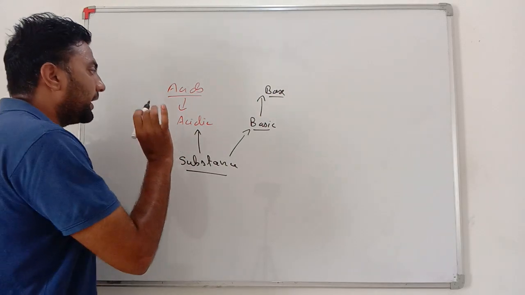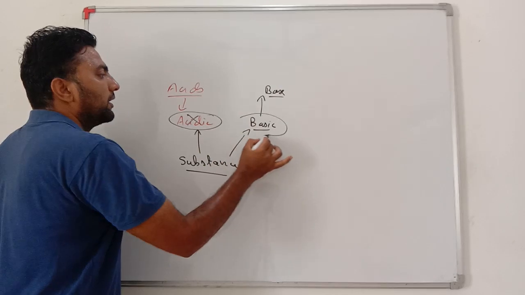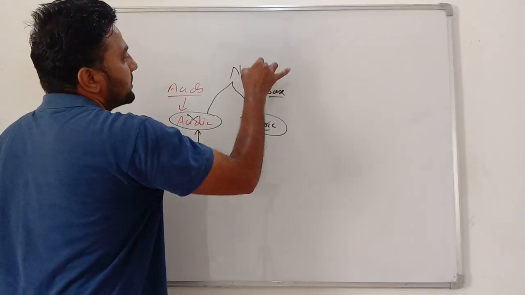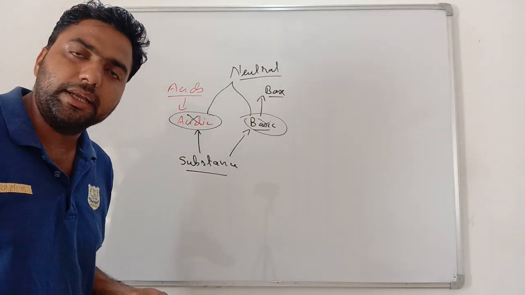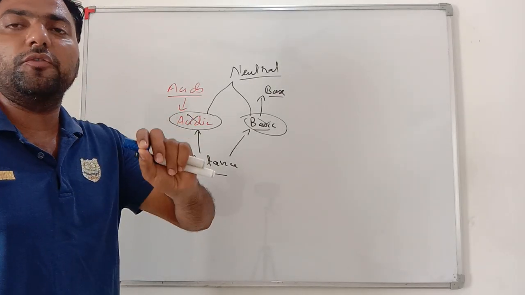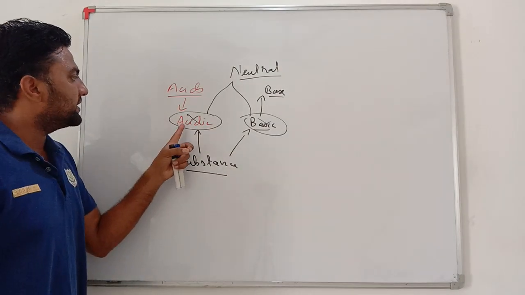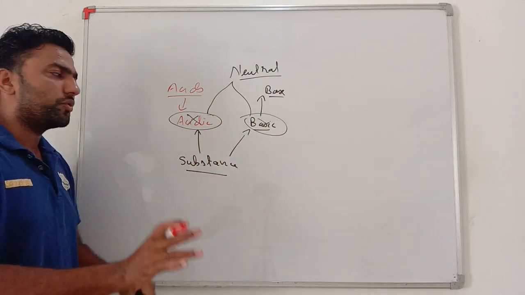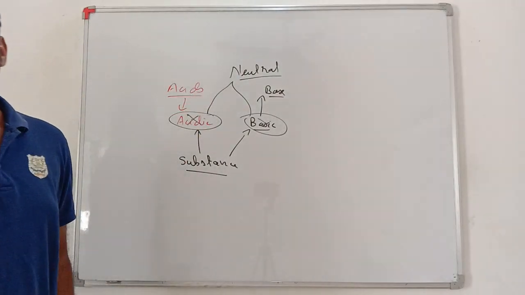Very important, any material neither showing acidic nature nor showing basic nature, such material is known as neutral. Very important. What is a neutral material or a neutral substance? A neutral substance does not show any of the basic or the acidic nature. Materials showing acidic nature are known as acids and materials showing basic nature are known as bases. Any material neither showing the acidic nature nor the basic nature are neutral substances.